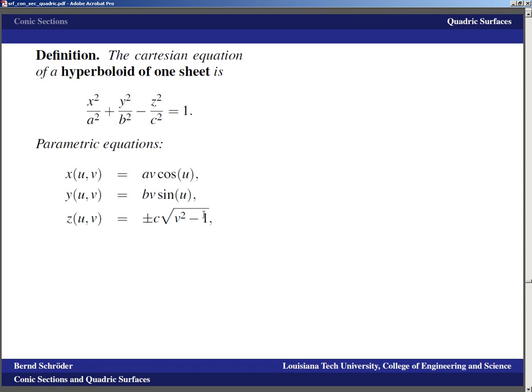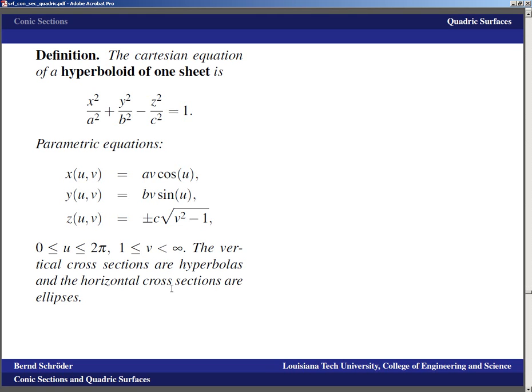If I want to parameterize that, again, I just parameterize the elliptic horizontal cross sections, and as I plug that in, I end up with z being plus minus c times square root v squared minus 1, and that means, again, u has to go from 0 to 2 pi because we have to parameterize the whole ellipse, and because v has to be greater or equal than 1, we have 1 less than or equal v less than infinity. And the vertical cross sections are hyperbolas, and the horizontal cross sections are ellipses. Okay, I've sort of shorted you here on not working out that this really is the z. Well, let's talk our way through that.